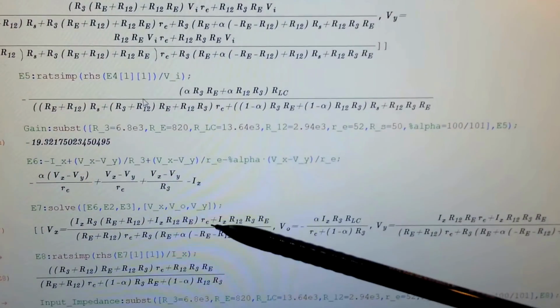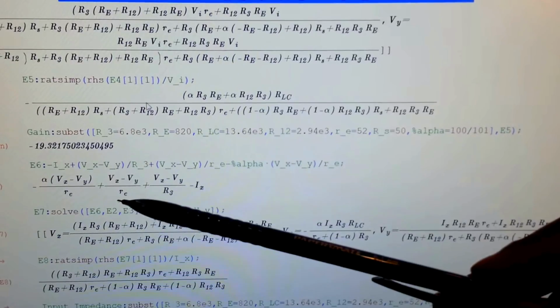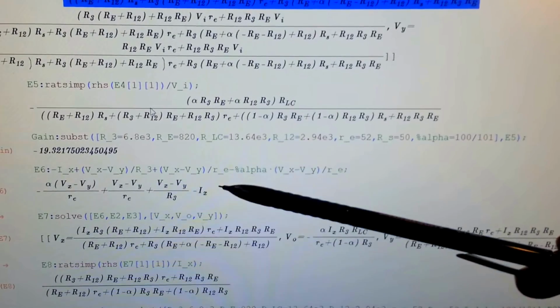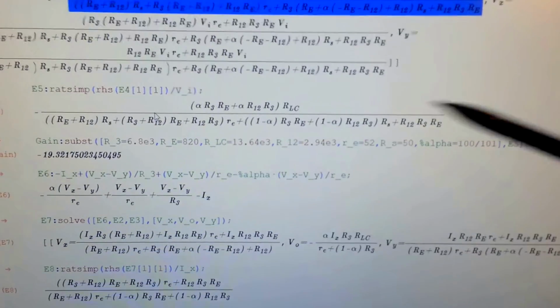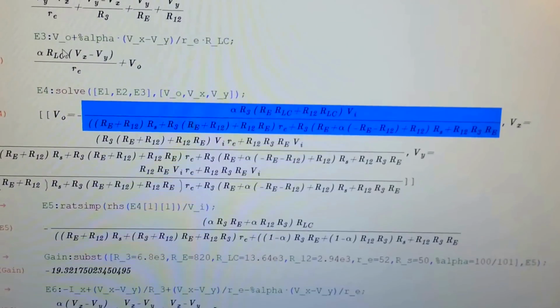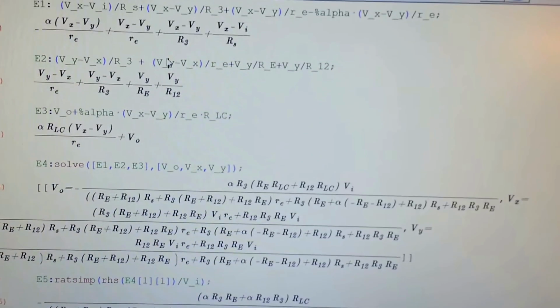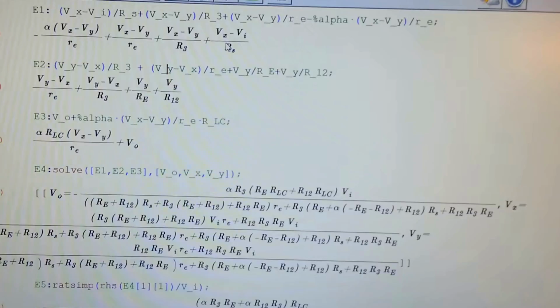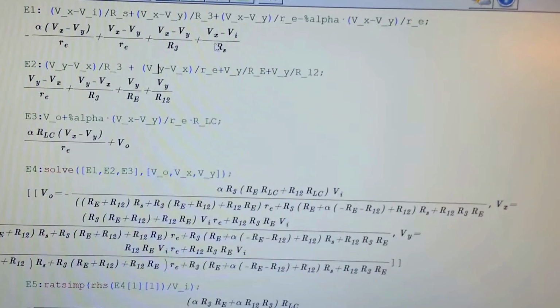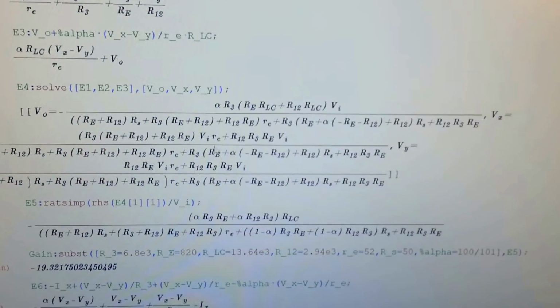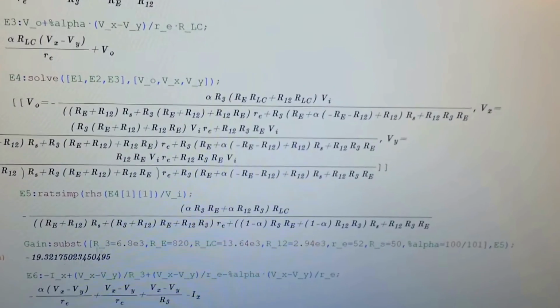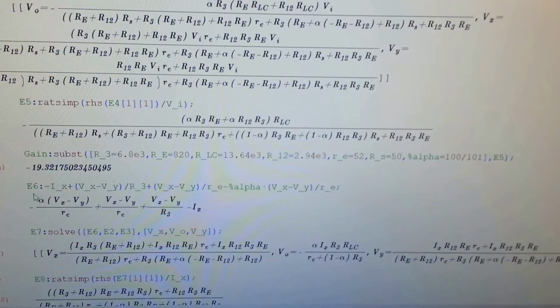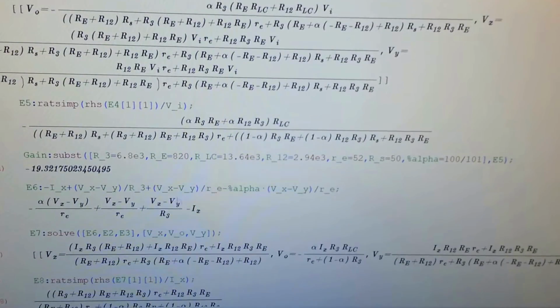So we're going to do a similar equation, but now we're going to substitute Ix, which is our input current, which is basically this term here, which is Rs, this term is Ix. So if we include that into our new equation E6, which is basically this.